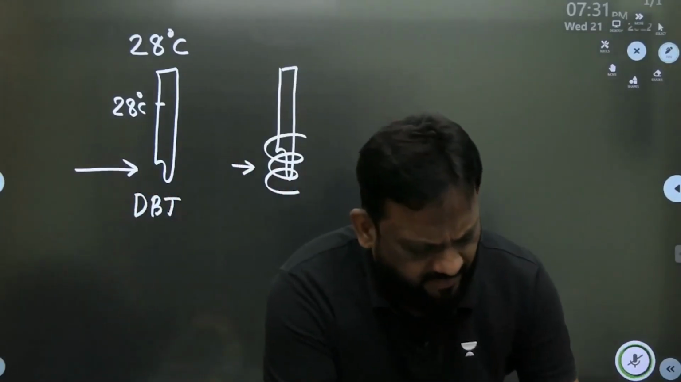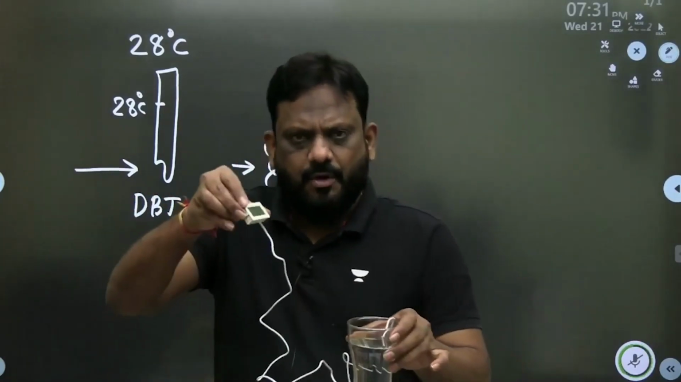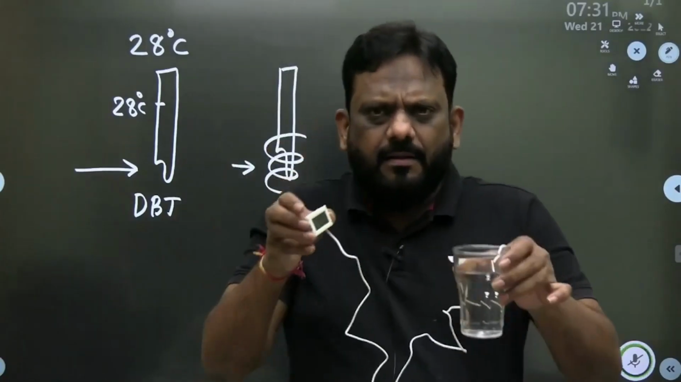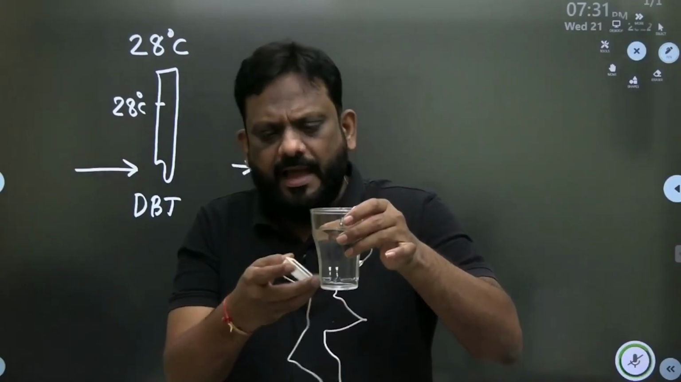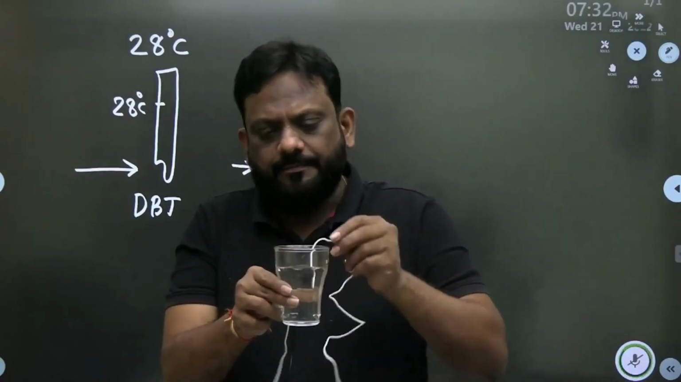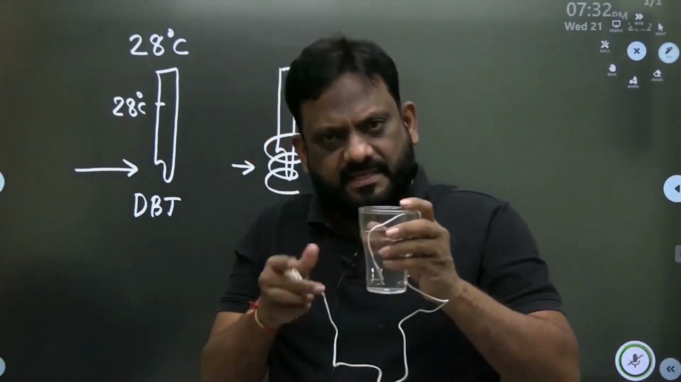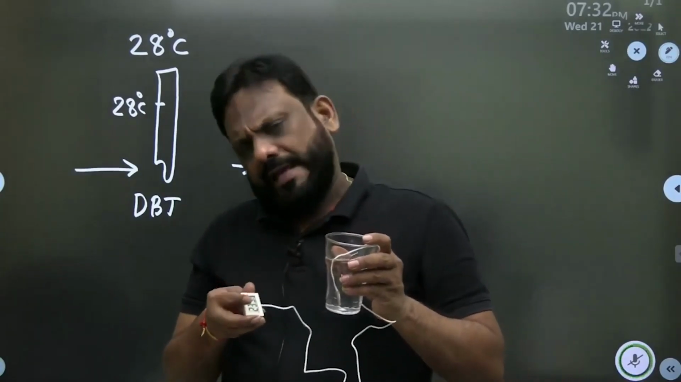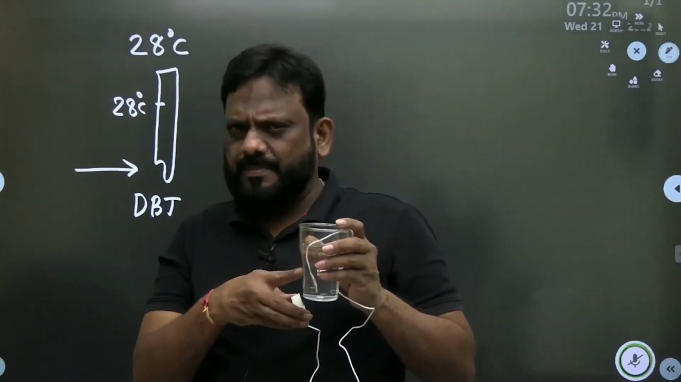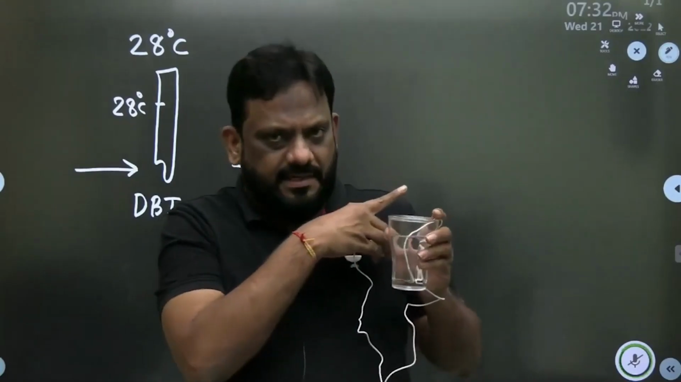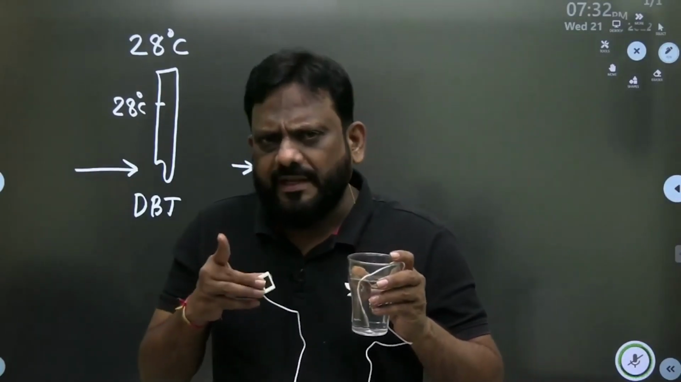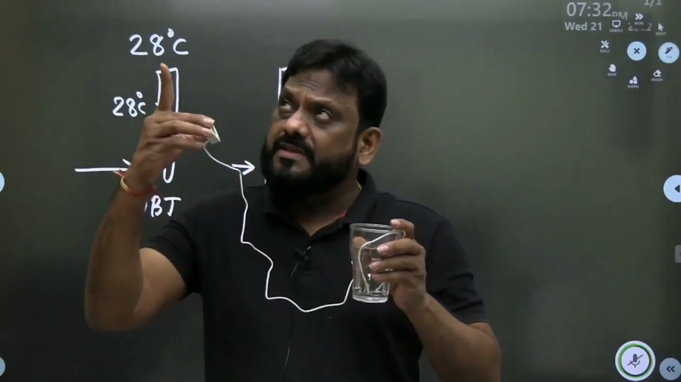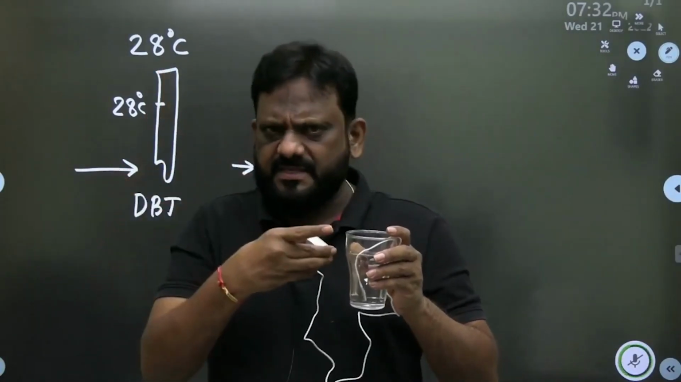Now I have a thermocouple. This is the thermocouple. And look, I kept this glass with water. I repeat, I kept this glass with water for a long time. I kept this at 1 p.m. and now it is about 7:30. So automatically the thermal equilibrium is reached. Whatever the temperature of air is there, the same is the temperature of this.